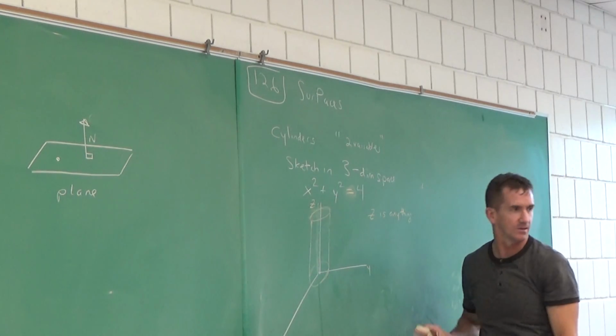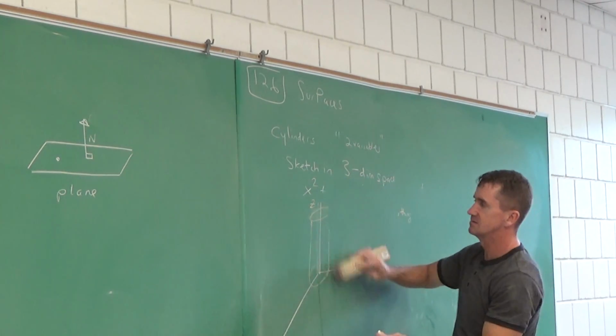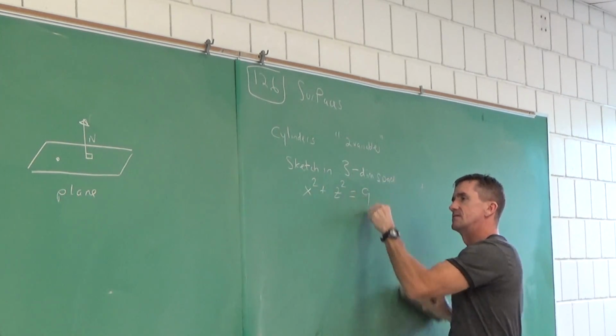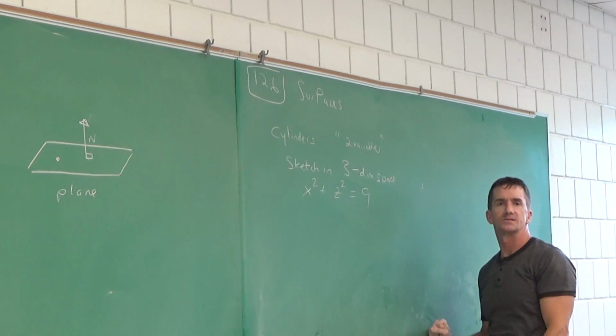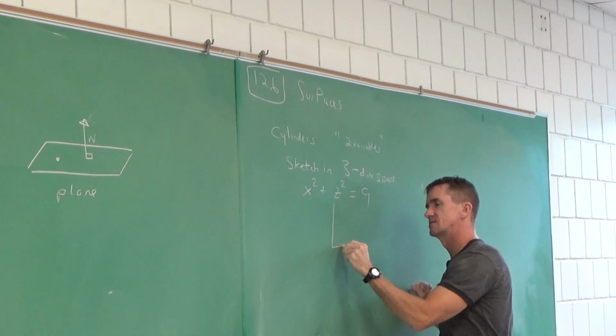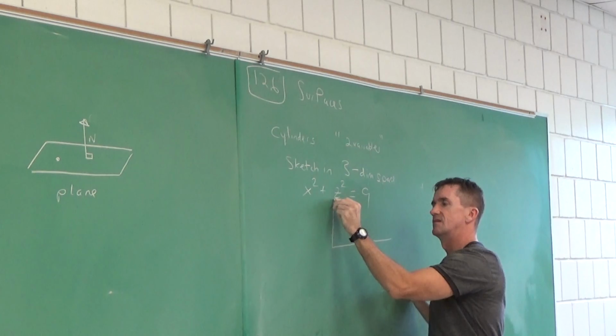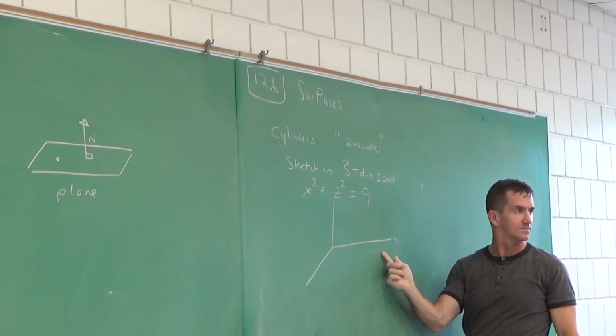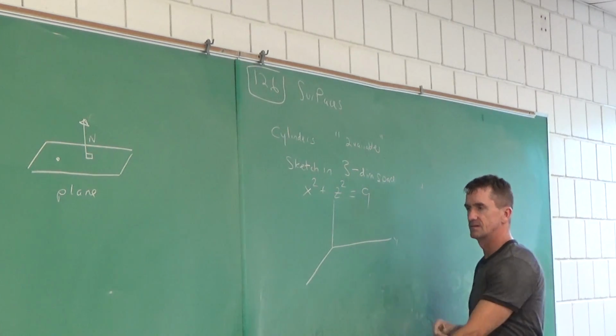Let's do another cylinder. How about x squared plus z squared equals 9? I like perfect squares. Wasn't that a cylinder? It's in 3 space. Which letter's missing? Y. So where do you think it's centered? Close to the y-axis. So it's going to be centered on this y-axis. And what's the radius? 3.